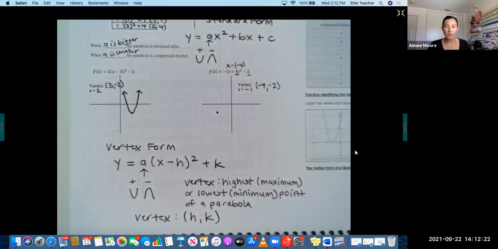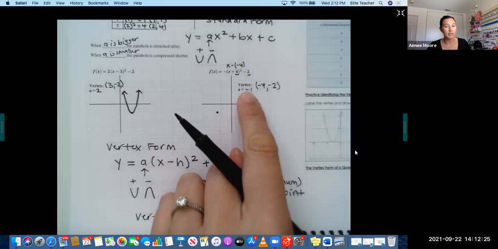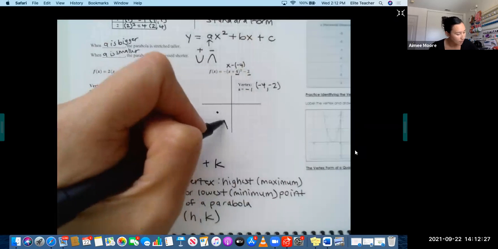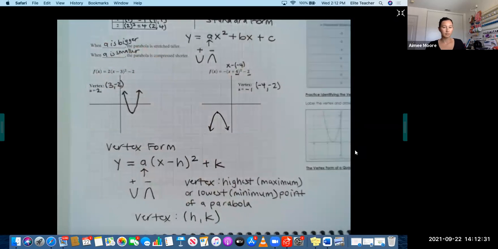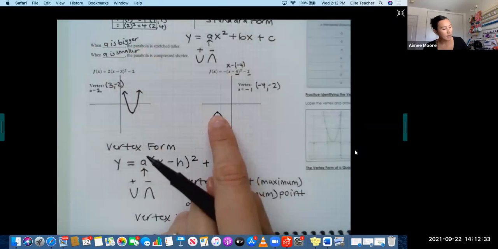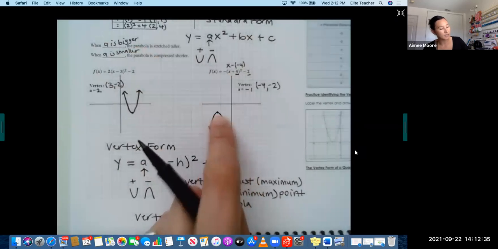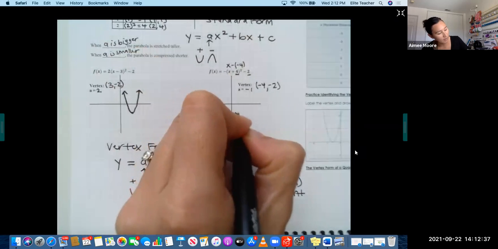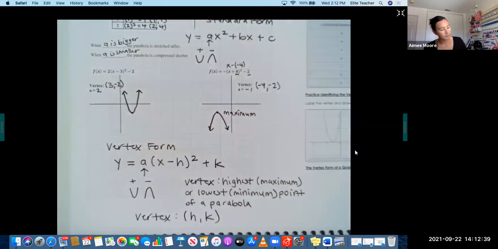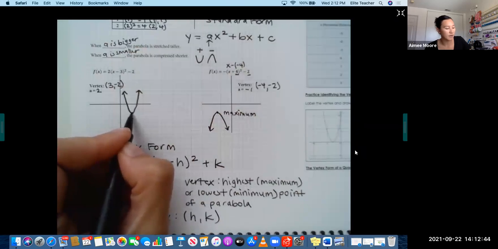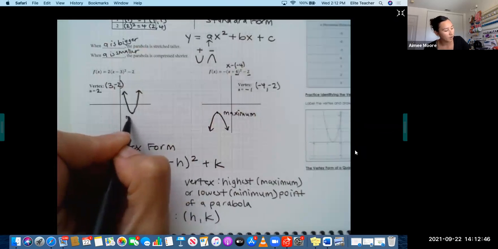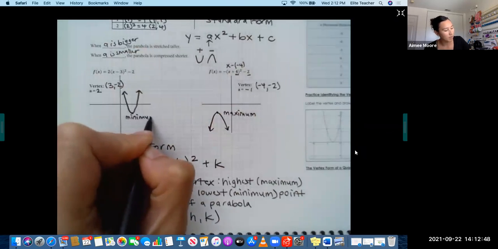So it's not stretched because A is still 1, but it is a negative. So it's going to open down. So we just sketch it going down. And so in this case, our vertex is the highest point. And so this is called the maximum. On this graph, it's the lowest. Our parabola is never going to go below this point. So we call the vertex in this case a minimum.